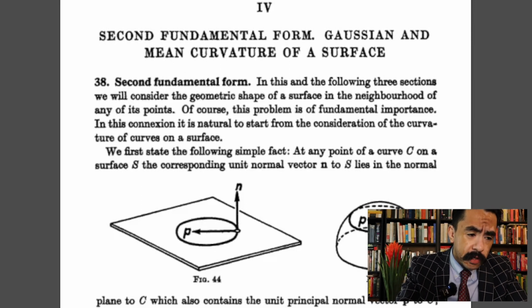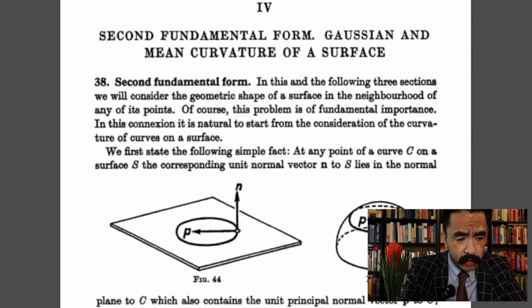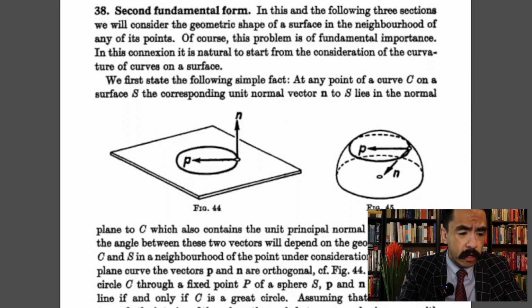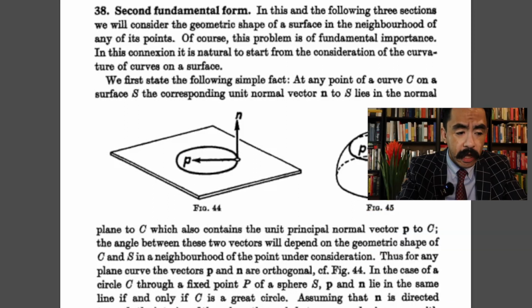In this and the following 3 sections, we will consider the geometric shape of a surface in the neighborhood of any of its points. Of course, this problem is of fundamental importance. In this connection, it is natural to start from the consideration of the curvature of curves on a surface. We first state the following simple fact. At any point of a curve capital C on a surface capital S, the corresponding unit normal vector n to capital S lies in the normal plane to capital C, which also contains the unit principal normal vector P to capital C.